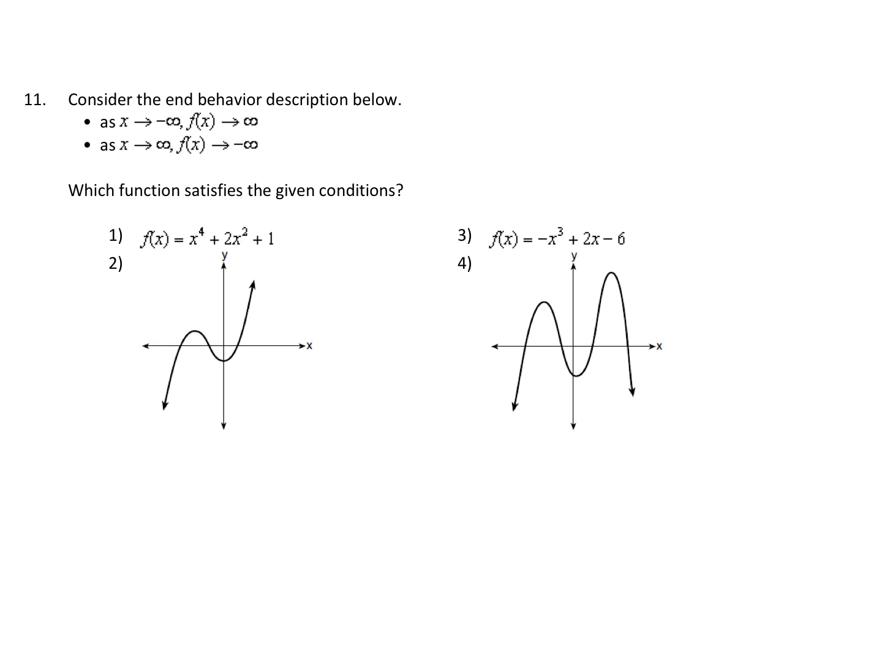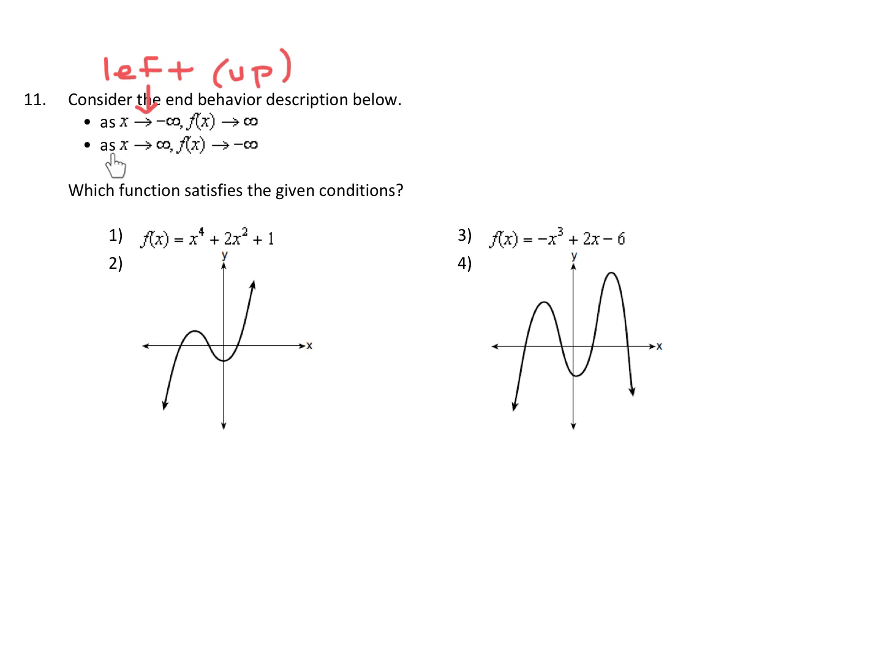All right, number 11, consider the end behavior description below. So as x approaches negative infinity, right, that means as the x's are getting smaller, we are going to the left. So as we're going to the left, this says f of x is approaching infinity. So the y values are getting bigger, right? The y values are going up. So on the graph on the left, it should be an arrow going up.